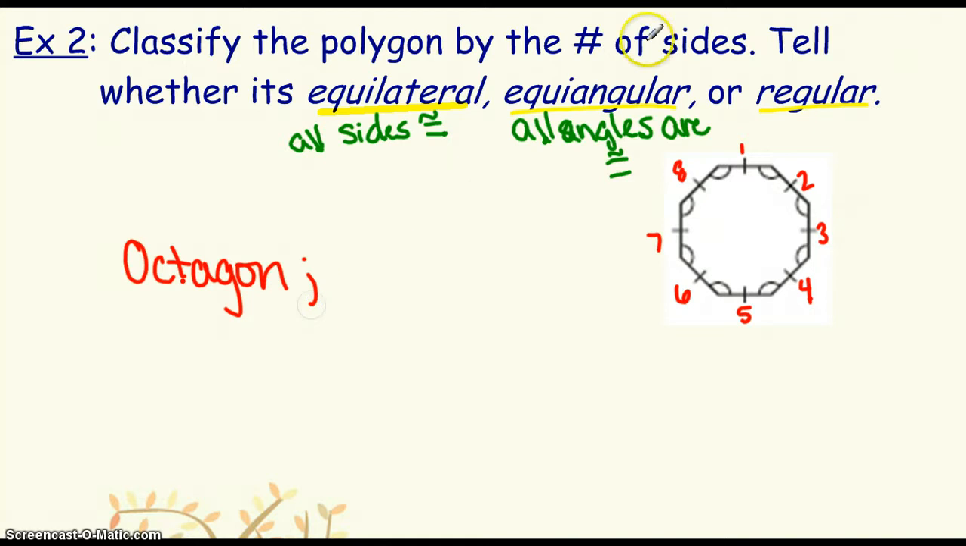And then let's take a look at the sides. We've got tick marks on all the sides. That means all those sides are congruent. Therefore, this polygon is equilateral. But let's look at the angles as well. Each of these angles are marked with only one arc. That means they are each congruent to each other. Therefore, the polygon is also equiangular. Since it's equilateral and equiangular, we can say this octagon is regular.